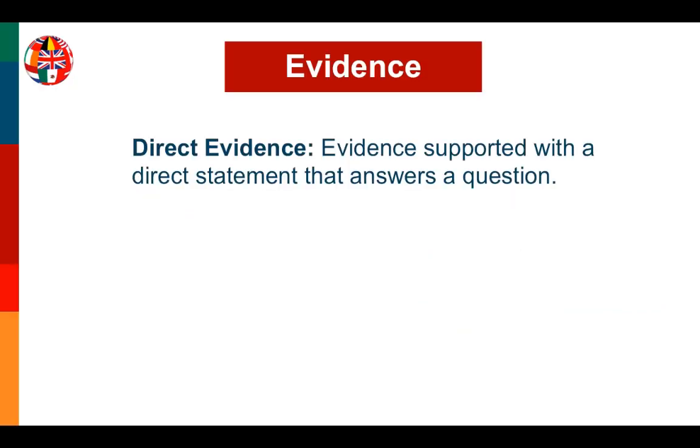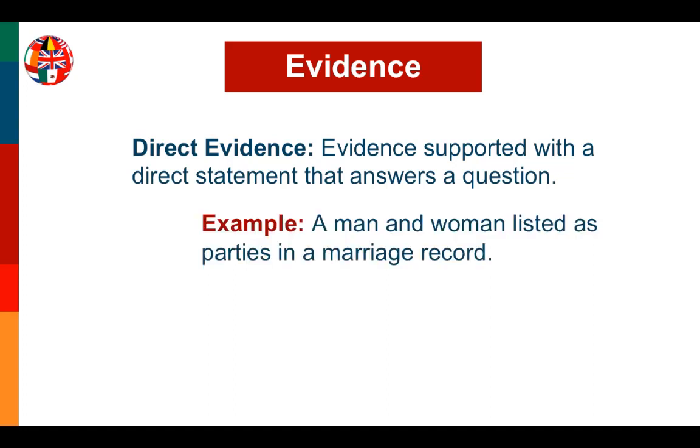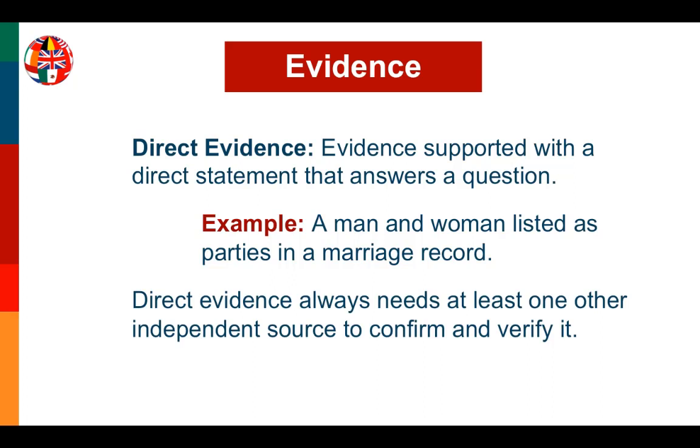Direct evidence is supported with a direct statement that answers a question. So, for example, a man and a woman listed as parties in a marriage record. The marriage record makes a direct statement that the couple was married. Direct evidence always needs at least one other independent source to confirm and verify it. But if at least one of these sources is original, containing primary information that leads to direct evidence, and this source is determined to be very reliable, then the analysis can be simple and straightforward. If the sources are less reliable, more evidence is needed.